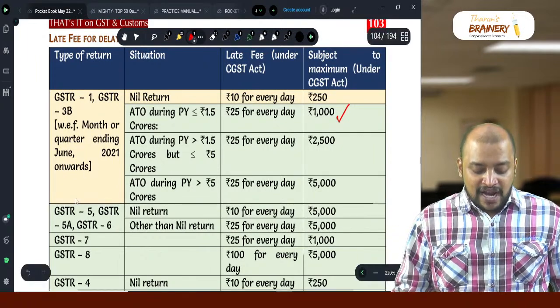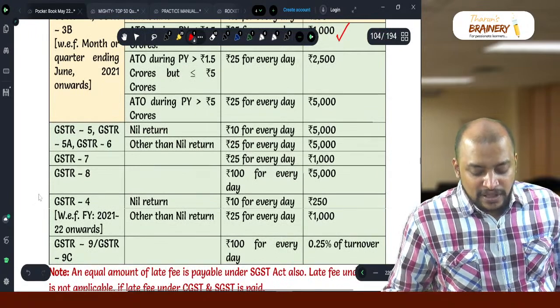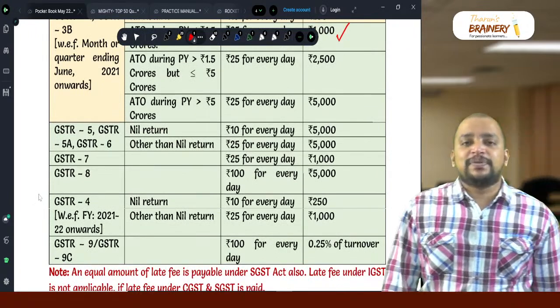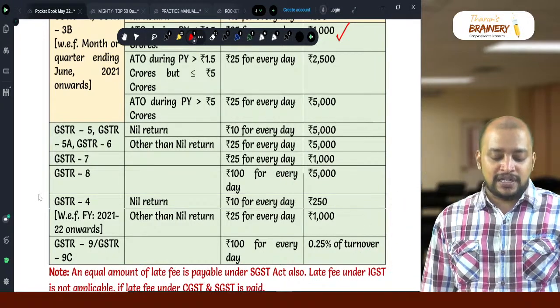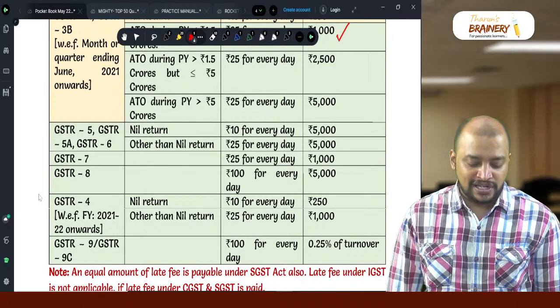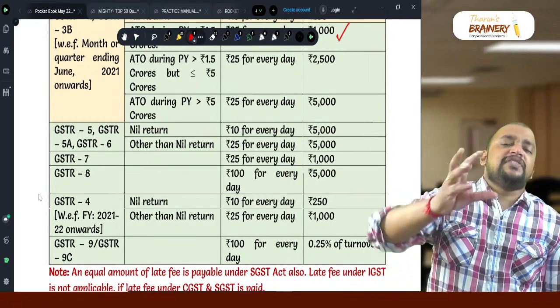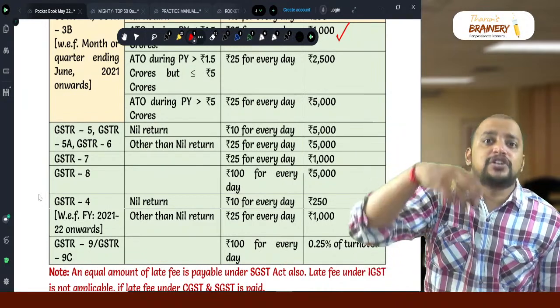Then GSTR 5, GSTR 5A and GSTR 6. These will be nil return, 10 rupees per day, subject to maximum 5000. Other than nil return, 25 rupees per day, subject to maximum 5000. No change in that. Actually, what is the general late fee? The general late fee will be 100 rupees per day, subject to maximum 5000.